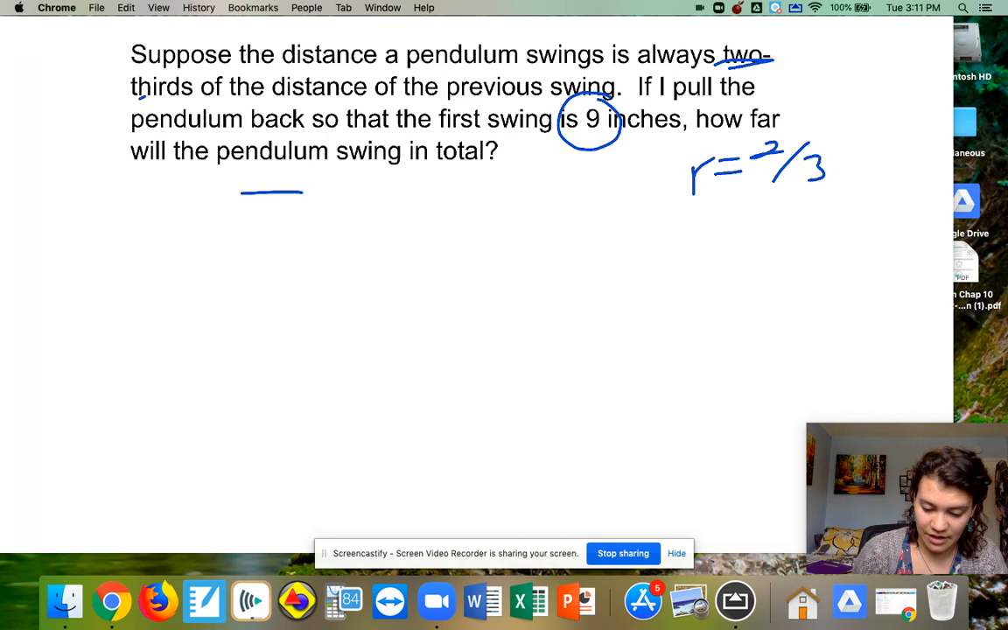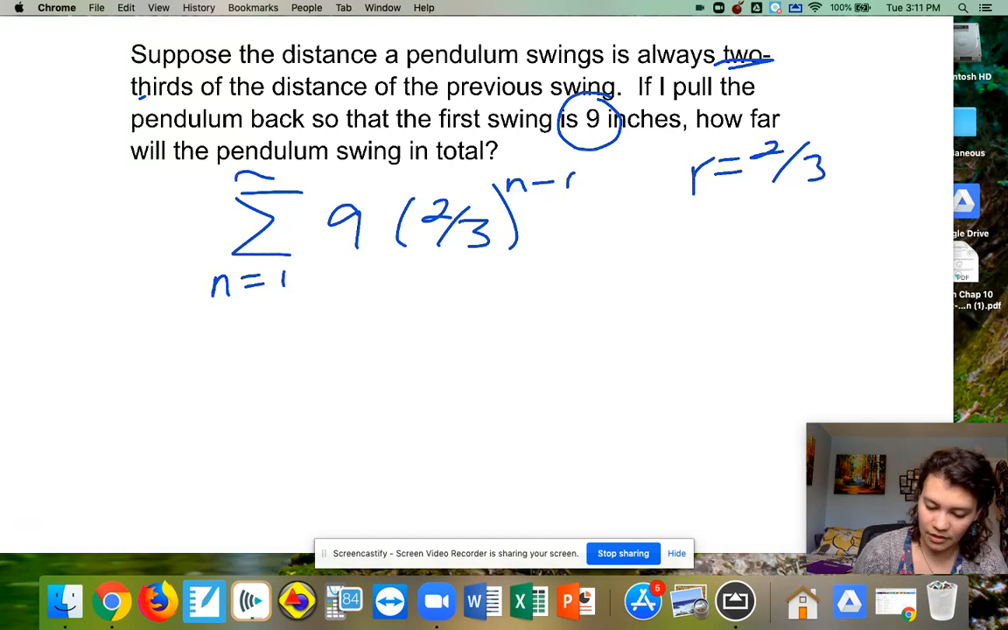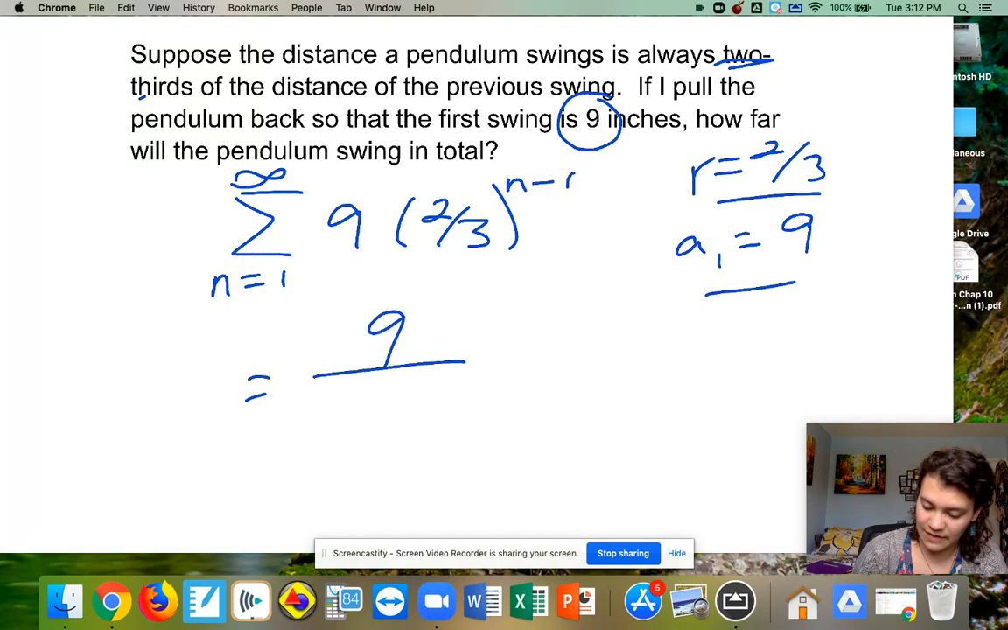So if we write out our formula, we start with 9, and then we have a common ratio of 2/3 to the n minus 1. We're going to start with 1 and go to infinity. So your first term is 9, and your common ratio is 2/3. If you plug this into the formula, you get 9 divided by 1 minus 2/3, which will give you 27.